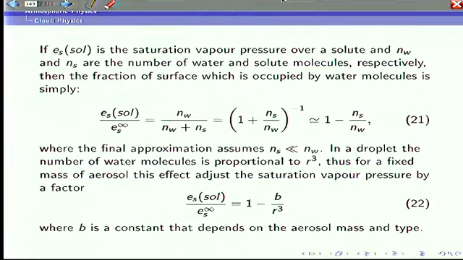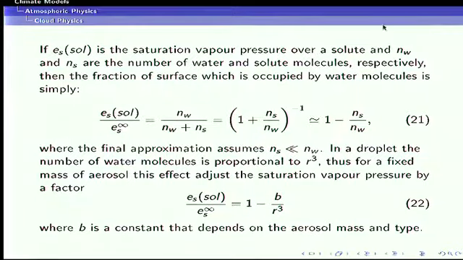So in a droplet, if we assume that the aerosol is fixed, the number of water vapor molecules is related to the volume of that droplet, of course. And so it's related to r cubed. Therefore, we can say that this proportion, 1 minus ns over nw, is equal to 1 minus b over r cubed, where b is a constant that depends on the aerosol type and its mass, and also takes into account the pi term from the volume relationship. So we have 1 minus b over r cubed.